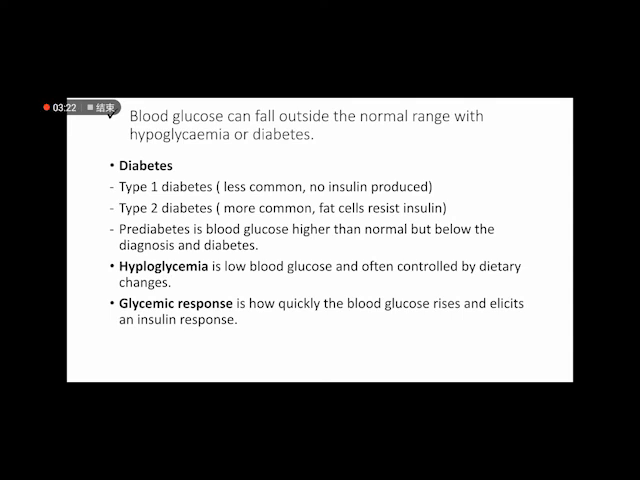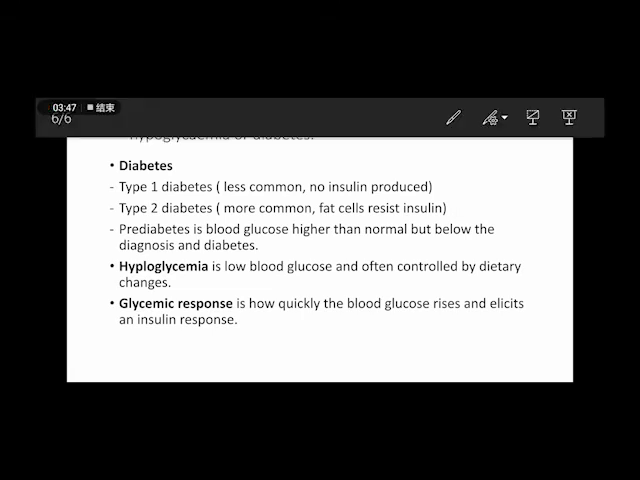The next is prediabetes. It is when blood glucose is higher than normal but below the diagnosis of diabetes. Hypoglycemia is low blood glucose and is often controlled by dietary changes. The next is the glycemic response. It is how quickly the blood glucose rises and elicits an insulin response.